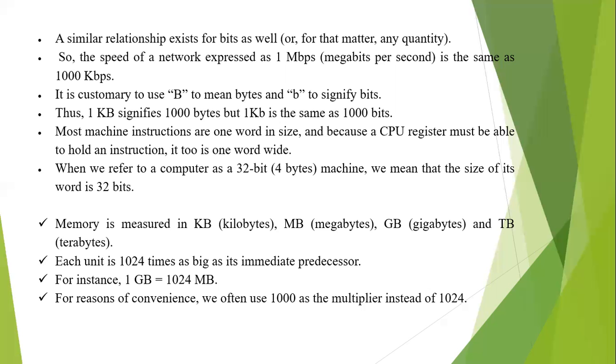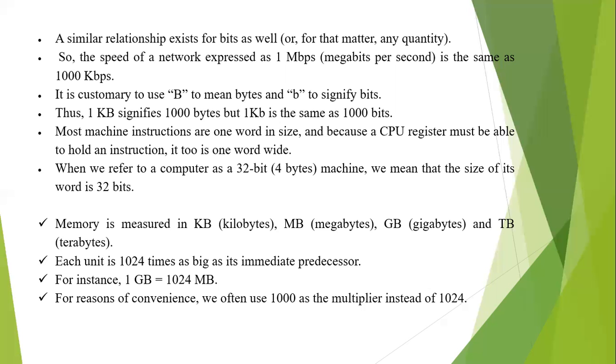And because a CPU register must be able to hold an instruction, it too is one word wide. In the first lecture, I used the word register. Registers are part of the CPU. Then bigger than register comes cache memory, then bigger than cache memory is the main memory, then bigger than the main memory is the hard disk. You cannot keep all the instructions and data inside the registers because the registers are very few in number and each register is capable of holding one word of data. What is one word? I'll talk about it.